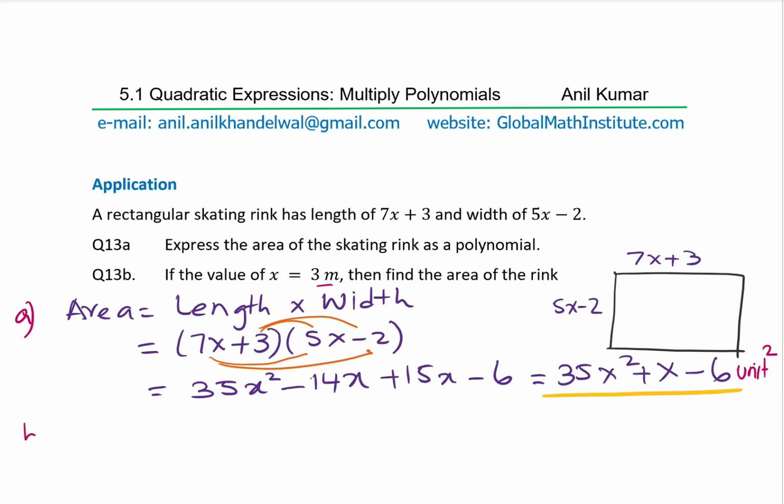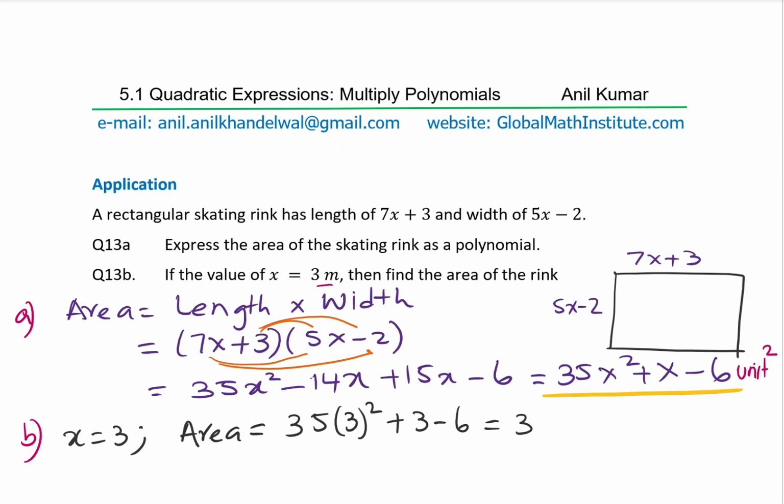Now let's do part B. In part B, we're saying if the value of x is 3 meters, then find the area of the ring. So we know x is equal to 3. So we get area as equal to, substitute 3 now. So we get 35 times 3 squared plus 3 minus 6. So that means 35 times 9, and we have plus 3 minus 6.